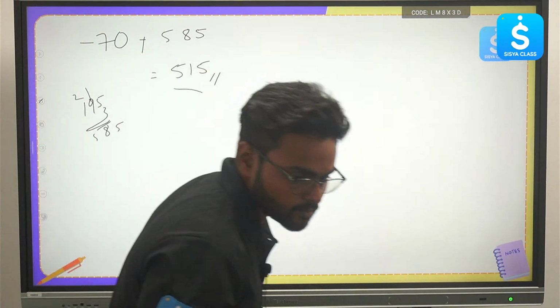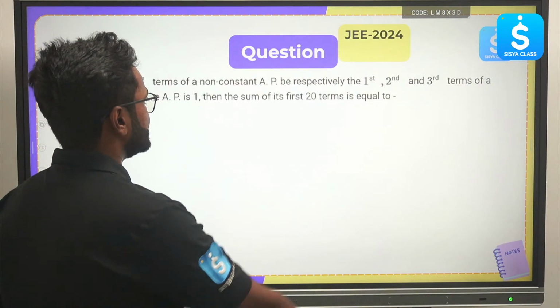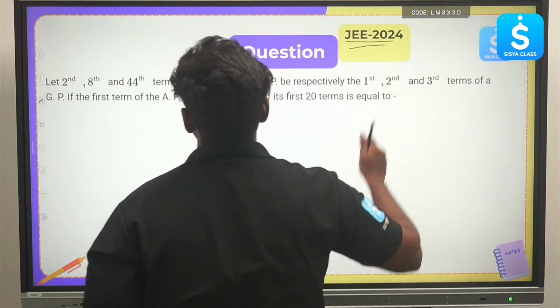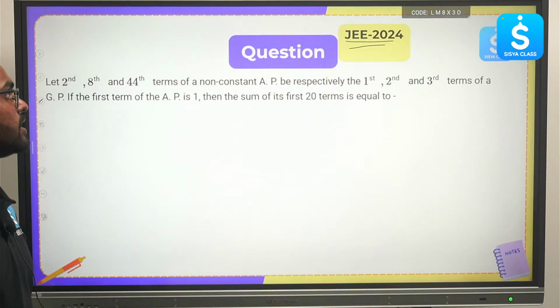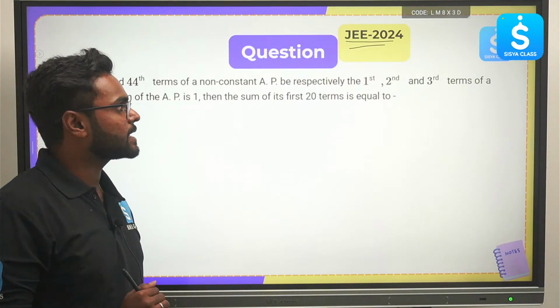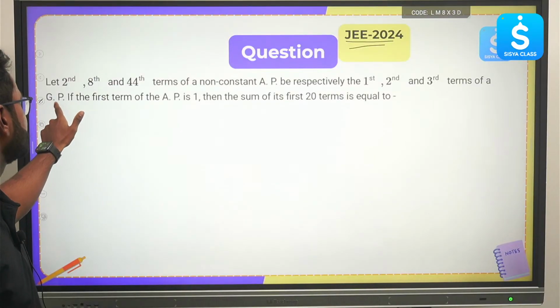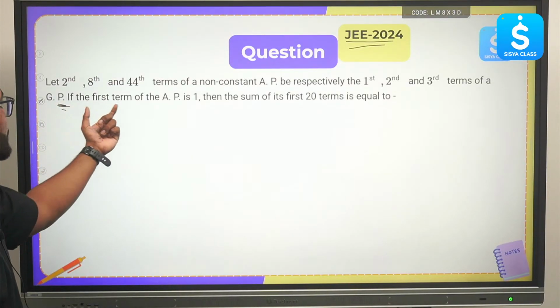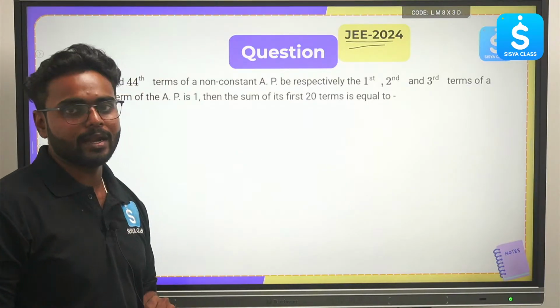515. Now, this is a JEE 2024 question we have. Let the second, 8th and 44th terms of a non-constant AP be respectively the first, second, third terms of a GP. This is an important point to remember. If the first term of the AP is 1, then find the sum of its 20 terms.